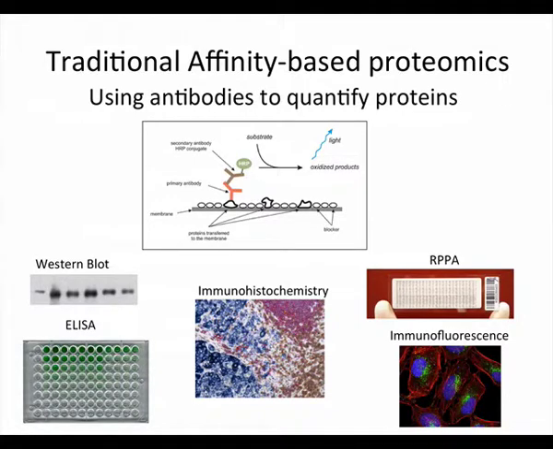So traditionally, this is done using antibodies. Anybody who's worked in a wet lab, I'm sure, has done a Western blot. I know I did a million in my PhD. So here are just a list of different antibody-based assays, so Western blots, ELISAs, reverse phase protein arrays. These are ways that have been traditionally used to look at specific proteins of interest.